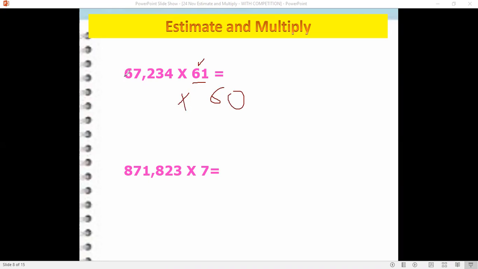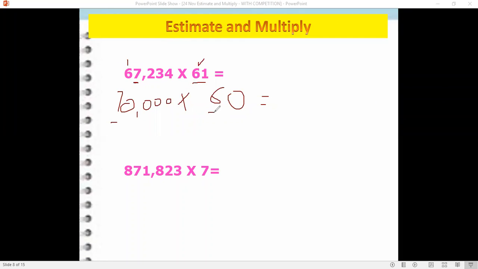Times, so let's check here, it's 7. So therefore, it will add 1 to the next. So it will be 70,000. Okay, so what will be the answer?